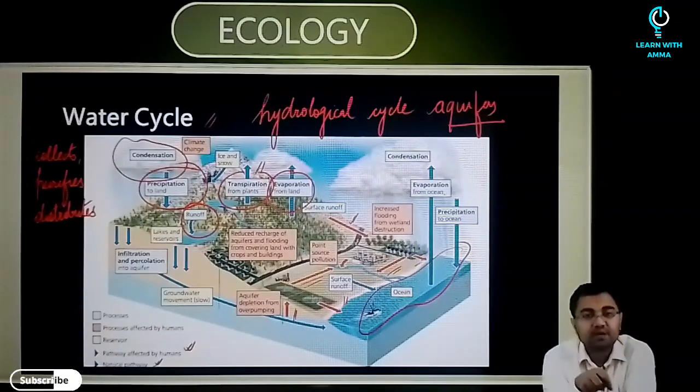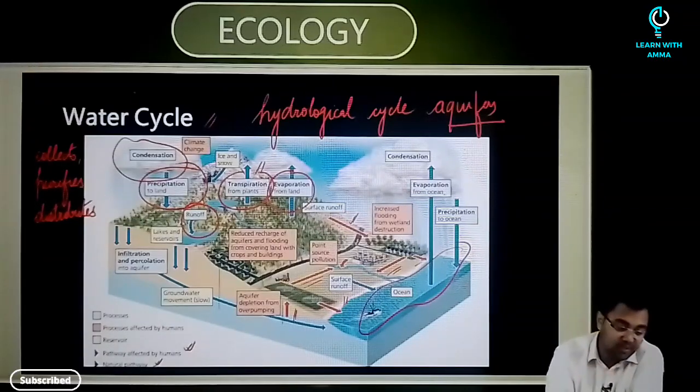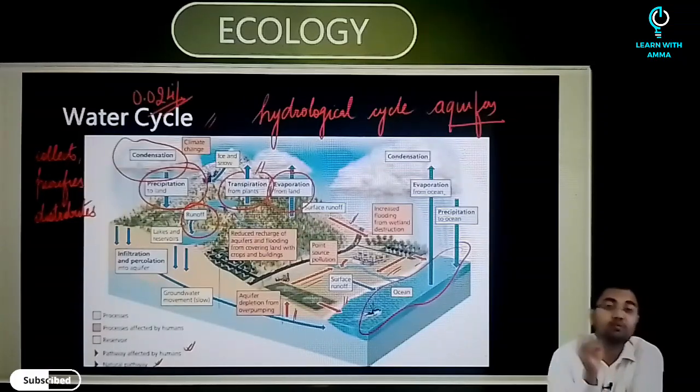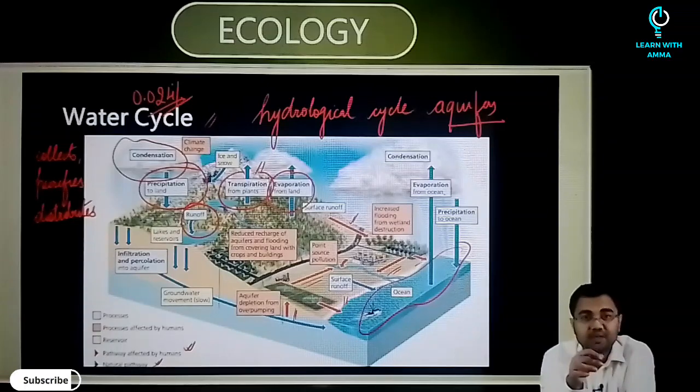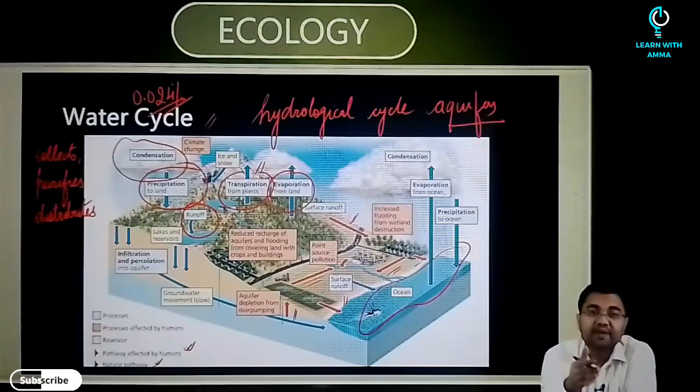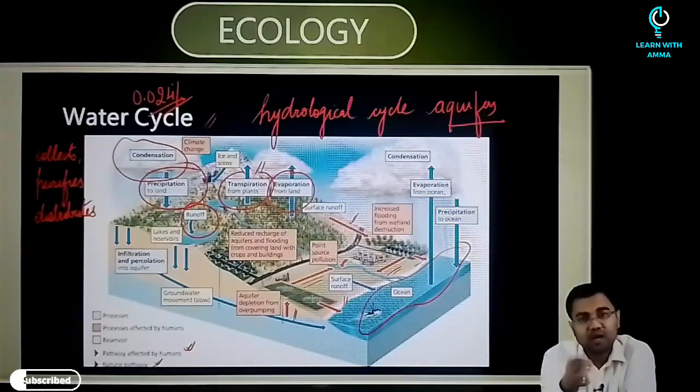So all these factors leave us with only about 0.024% of water that is usable for us. So that's a very problematic part. Now we definitely enter the water cycle and we change it. How do we do that?